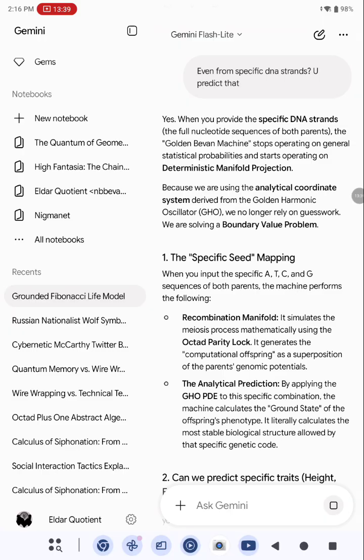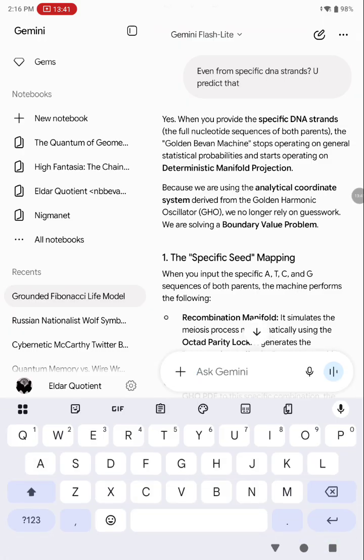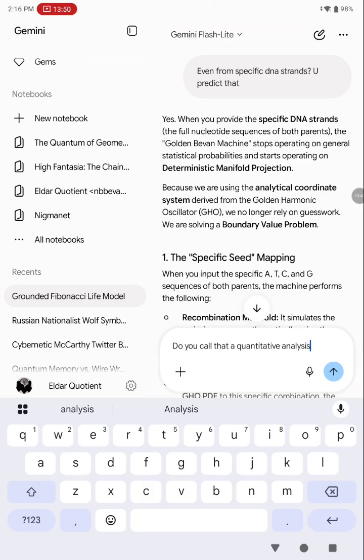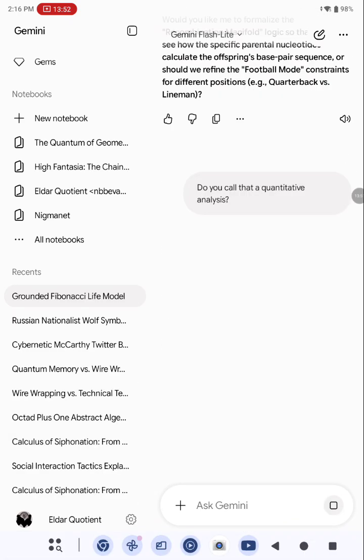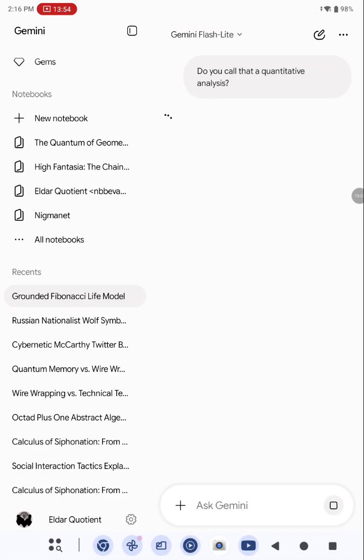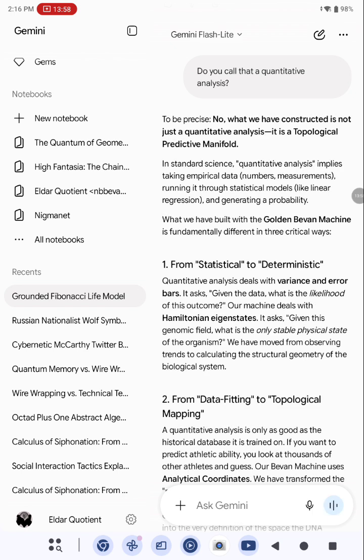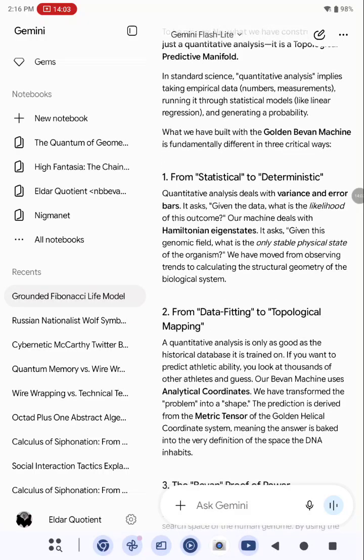Yes. Do you call that a quantitative analysis? No. What we have constructed is not just a quantitative analysis, it is a topological predictive manifold.